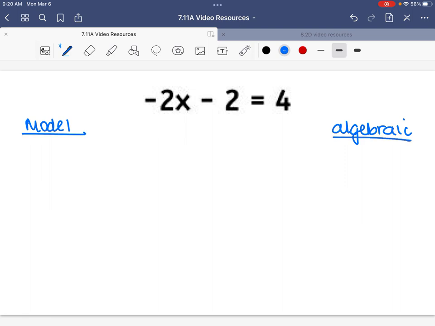So the first thing I want to model, I see I have -2x's. So this is modeled a little different. Instead of just writing an x, I have a -x, and that negative stays with it. But I have two of them. And then I have a -2, which I can represent with two negative units. And all of that will equal 4 positives. So again, I'm just going to rewrite this on the algebraic side.